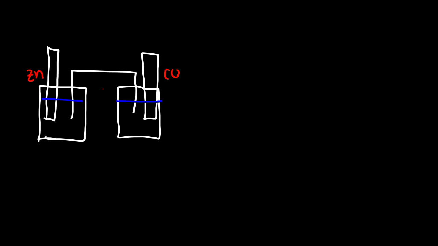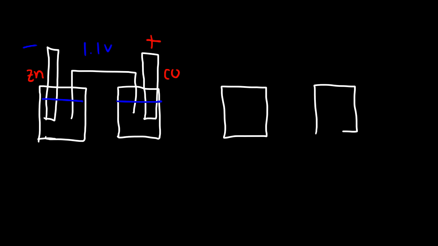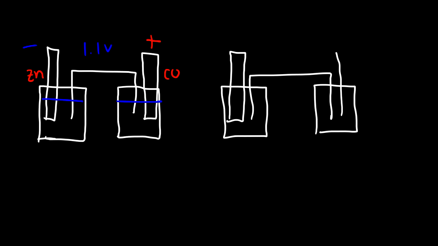Now we said that the copper electrode in this example was the positive terminal and the zinc was the negative terminal. And so this cell will produce a voltage of 1.1 volts. Now let's draw another cell right next to it. So we still have the same salt bridge. Here's the zinc electrode, and this is going to be the copper electrode.